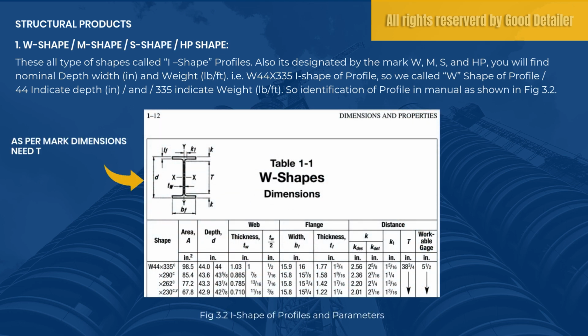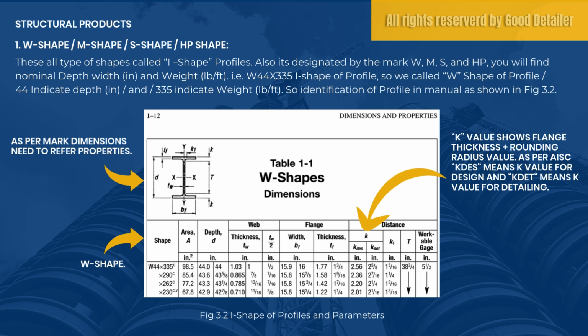As per the marked dimensions, you need to refer to the properties. W shape. The k value shows flange thickness plus rounding radius value. As per AISC, kdes means k value for design and kdet means k value for detailing. The term workable gauge refers to holes in flanges, bf.